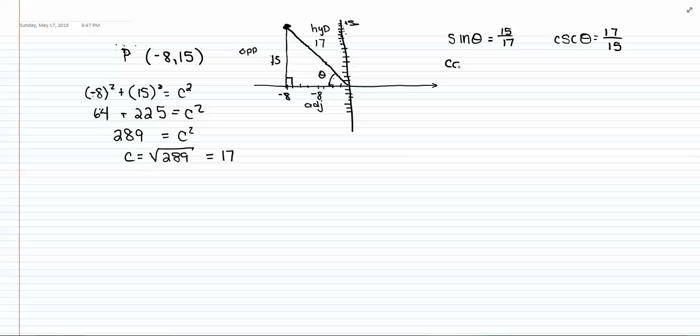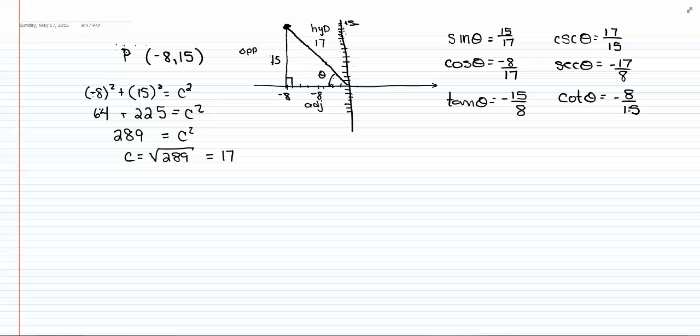And then we have cosine theta. So that's adjacent over hypotenuse. Notice that's -8/17. And then the reciprocal is secant theta. And again, flip the fraction. And then tangent theta is opposite over adjacent. Or you could take sine and divide it by cosine, flip the fraction, cancel the 17s out, get the same thing. Cotangent theta then, the reciprocal of that.